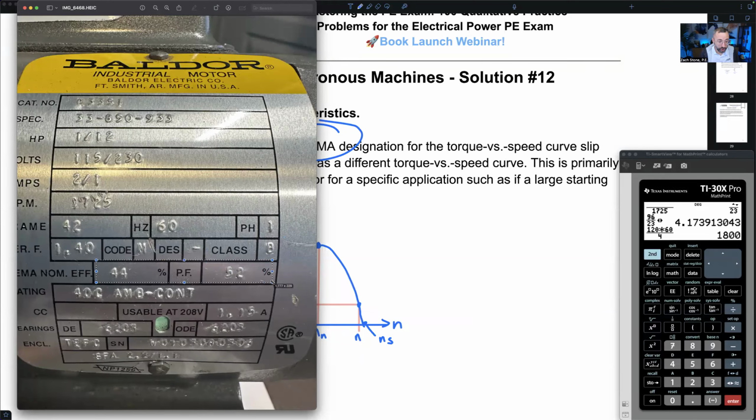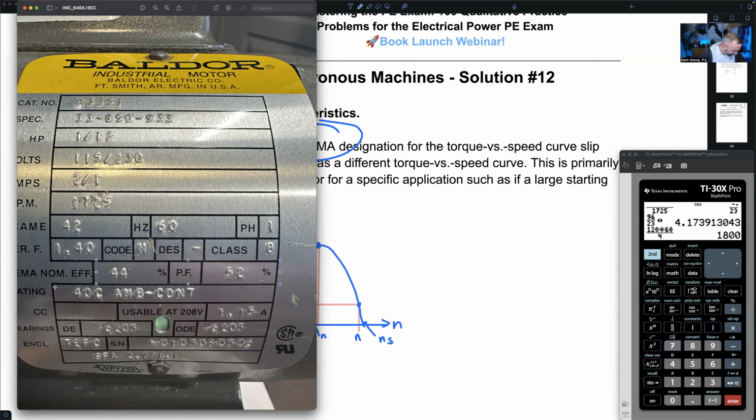Look at this. I'm shocked by this, even for a small motor. Nominal efficiency, 44%. What does that tell us? A lot of power losses, a lot of heat. Power factor, 52%. Shocked by that. What does that tell us? This motor is going to draw a lot of reactive power.